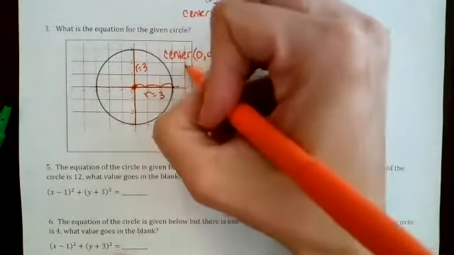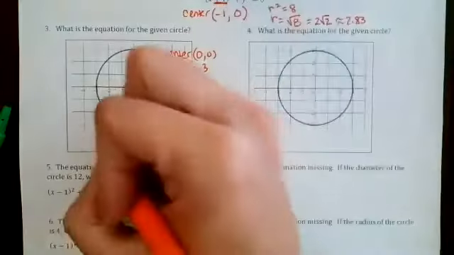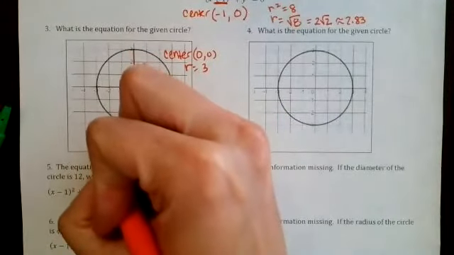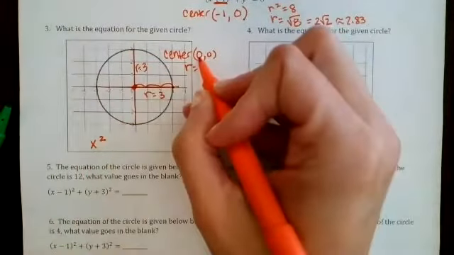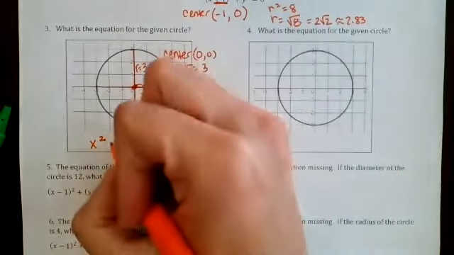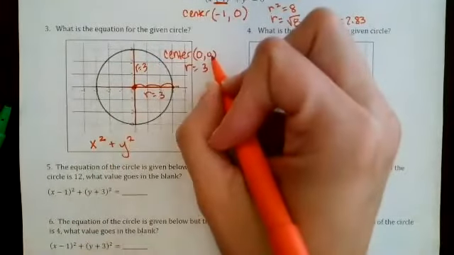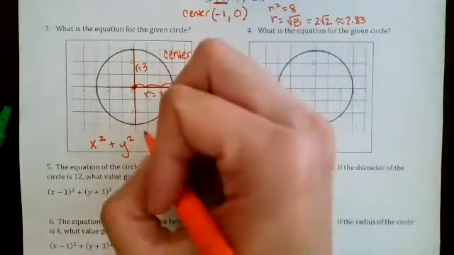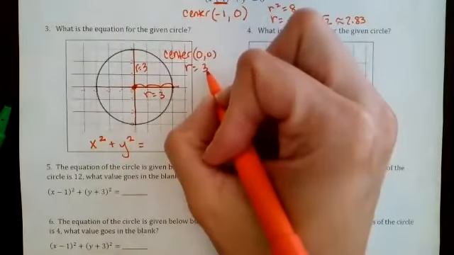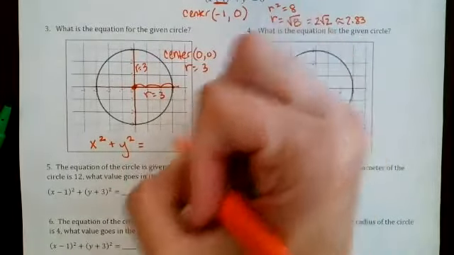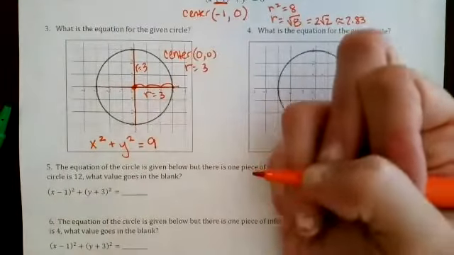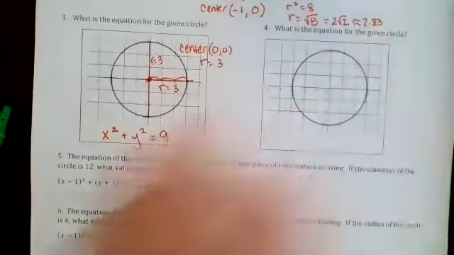If I chose to count on my Y axis, it would have been the same thing. R is 3. So now when we write our equation of the circle, we're going to have X squared, because I don't have to subtract anything from it because I'm at 0, plus y squared, again, I don't have to subtract anything because I'm at 0, is equal to r squared. R squared is going to be 9, because 3 times 3 gives me 9.